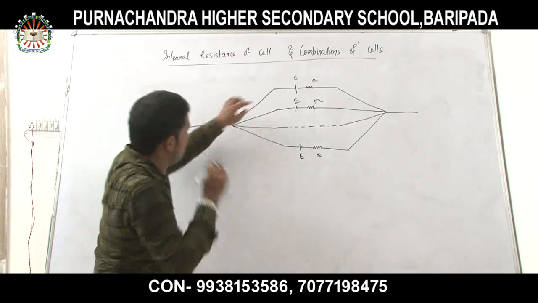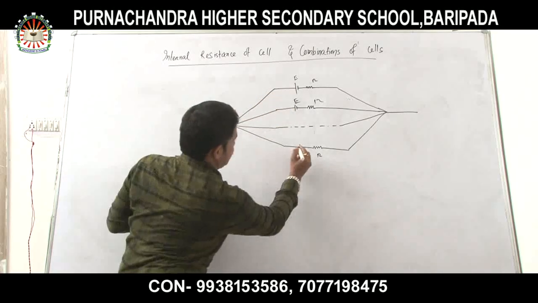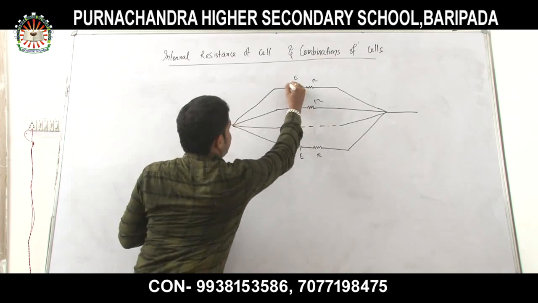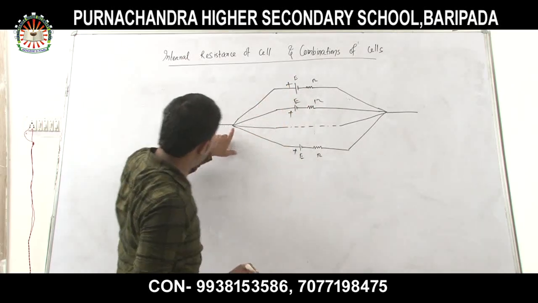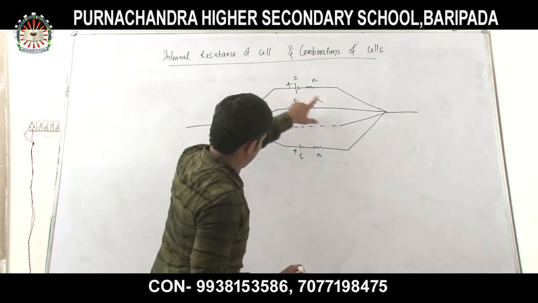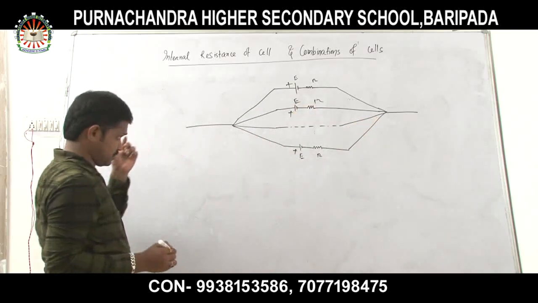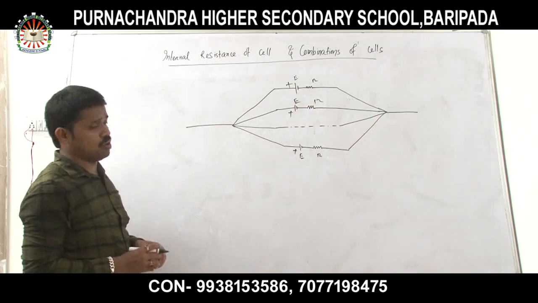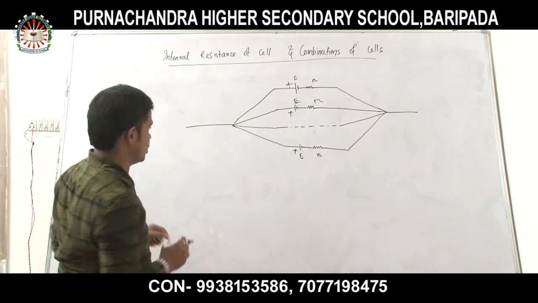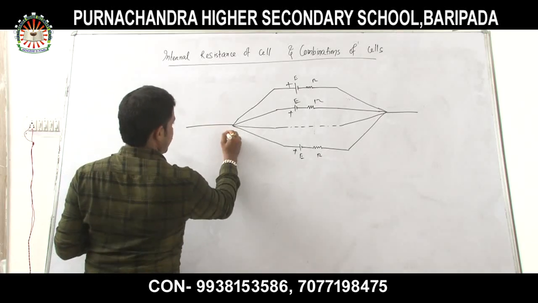Clear? So now look here. These are the positive terminals. All the positive terminals are connected to one node, and all the negative terminals are connected to another node. That's why this type of connection is called a parallel connection. Suppose this is your node A.